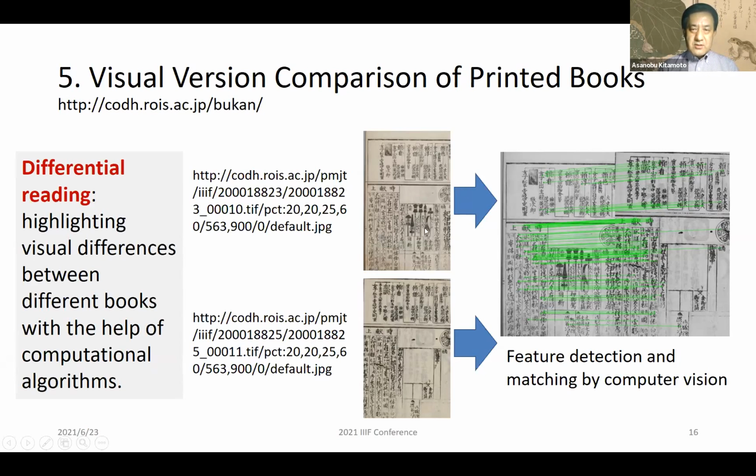So these two images are printed by the same woodblock, but a little modified. So where is it modified? This is a IIIF URL image API. These are from two different books, and we use a computer vision algorithm, feature detection and matching, to overlay the two images. And then we can highlight the visual differences.